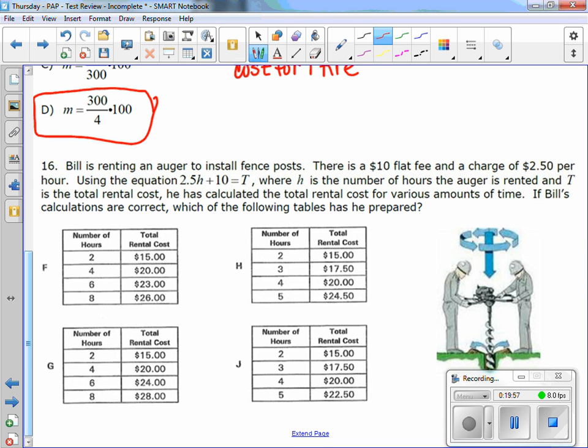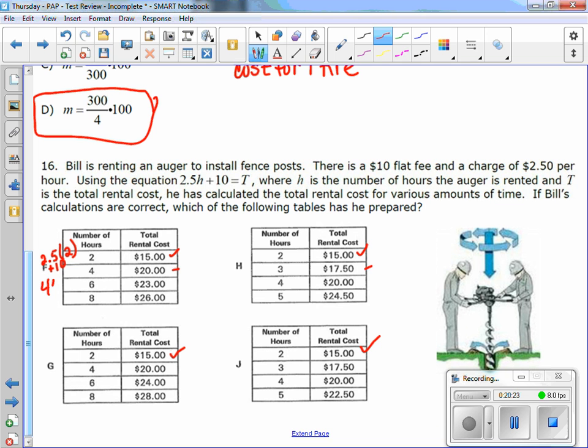So first of all, when we start looking at our answer choices, if we rent it for 2 hours, that's going to be 2.5 times 2, which is 5, plus 10, which is 15. So that's correct. So I'm going to look at my first one, and all of those are correct. The next ones have 20 and 17.50, so that's going to help me get rid of a couple of options.